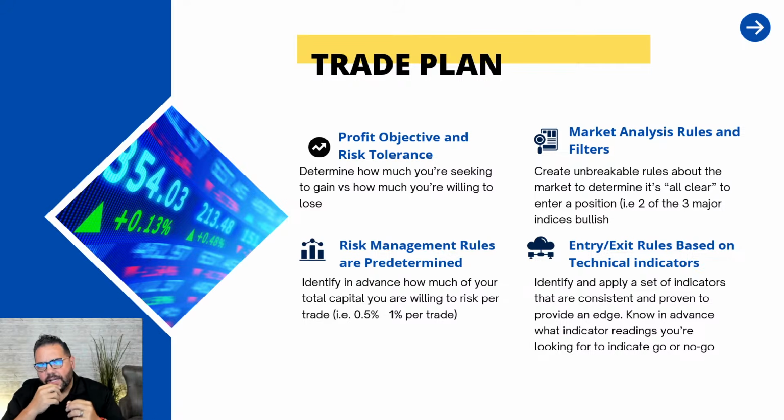Another piece of the trade plan that I think is very, very important as our first step into trading options with artificial intelligence is have some market analysis rules in place. If you know how much you're looking to gain, how much you're willing to lose, and what you're willing to risk per trade, well, then now we have to get into the steps that are going to help you identify when it's a good time to trade. A good example could be, I want to see 2 of the 3 major indices, the S&P, the Dow, and the NASDAQ, bullish, or not at resistance, or not at all-time highs.